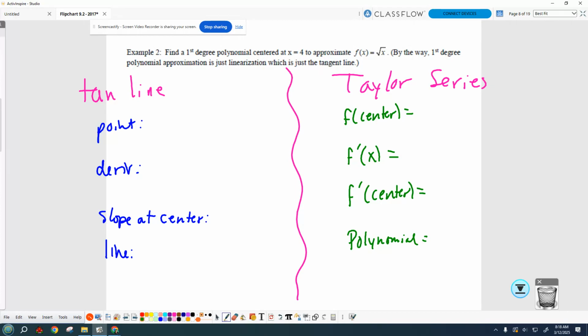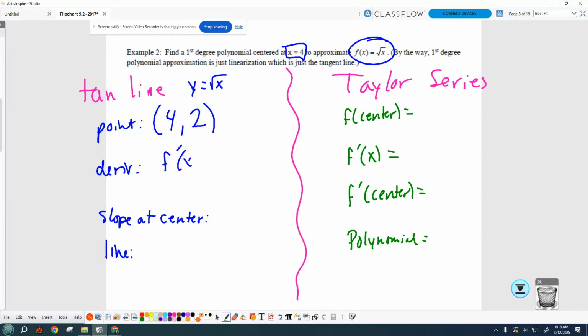George, what's the coordinate that we're gonna try and find our tangent line at? 4. Well, the function that we're trying to approximate is the square root of x, so plugging in the center of 4, that's my coordinate. Okay. Stella, what is my derivative, so I can find the slope of my tangent line?